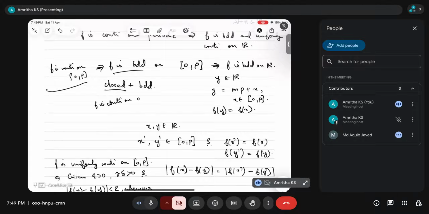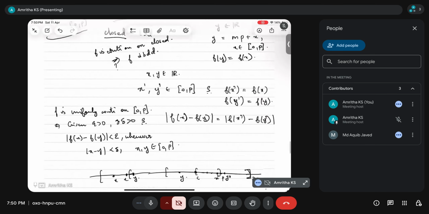It may not be bounded. Take f from open 0 1 to R, f of x equals 1 by x. Good. Now if you take it closed but not bounded, it is also not unbounded. Take just the identity function. Okay.